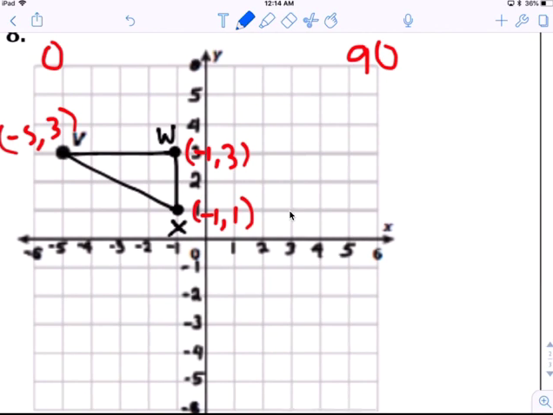So V is 3, 5. One is still right here. One positive 3 is right. 1, 3, 5, and then 1, and then 1, 3. It says 3, 1 right here, right?